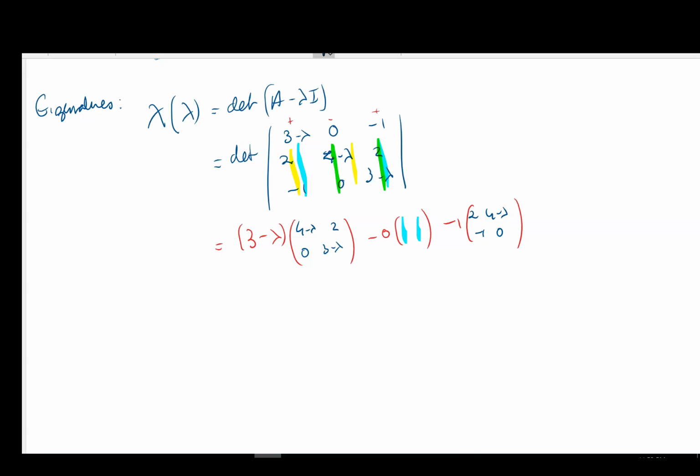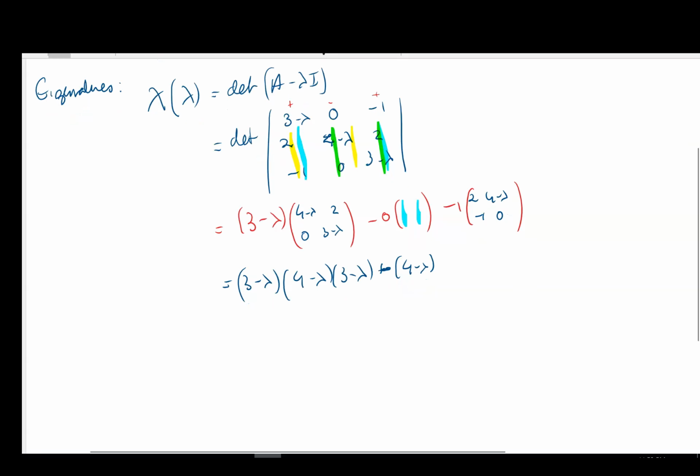So now let me expand that. I've got (3 minus lambda) times (4 minus lambda) times (3 minus lambda), minus 0, minus 1 times 2 times 0, minus, so I've got plus 1 times (4 minus lambda) times -1. So minus in the end, I get minus (4 minus lambda).